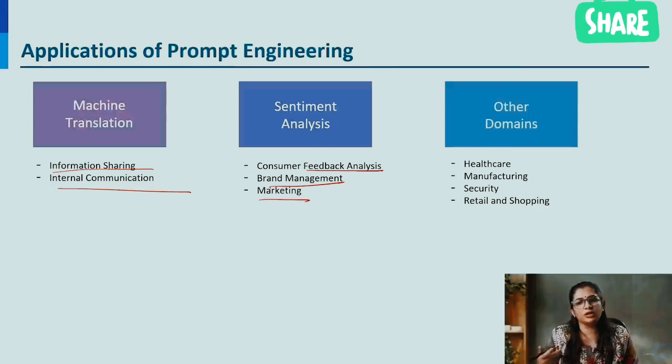Other domains include healthcare, where you can do diagnosis. You can create a system using a generative model to diagnose a disease. And you can design prompts that, okay, my patient is this, they have a history of this. Now, these are the symptoms. What is your diagnosis? Manufacturing.